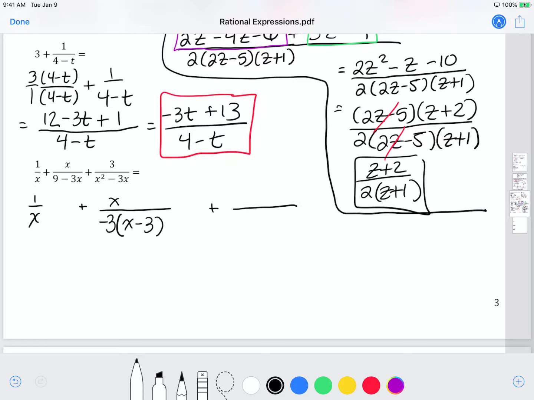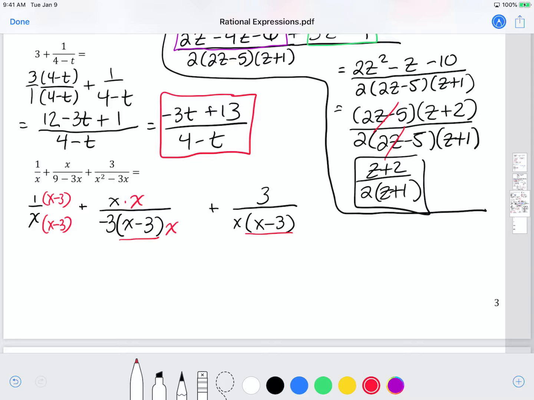And then in the last fraction, I can pull out an x, and that would leave me with an x minus 3, and I have 3 on top. So notice, in the second and the third fraction, I have an x minus 3, but I don't have an x minus 3 in the first fraction. So I'm going to multiply the top and the bottom of the first fraction by x minus 3. Now, notice, in the second fraction, there is no x in the denominator. But the first and the third fraction have an x in the denominator. So I'm going to multiply the top and the bottom of that fraction by x.